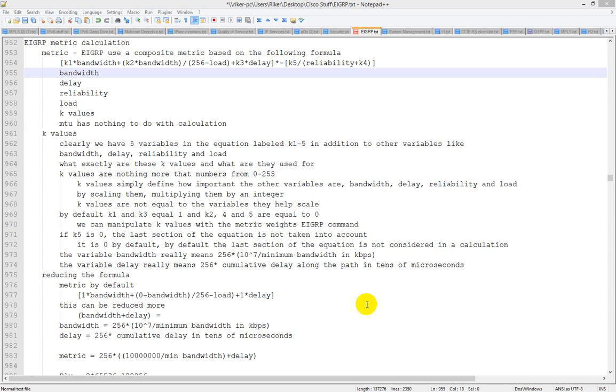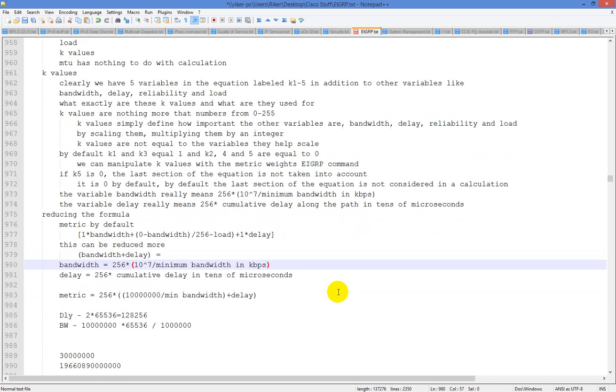And then the variable delay really means you're going to take the cumulative delay along the path in tens of microseconds and multiply that by 256. You take those two values, so the delay plus whatever the bandwidth is after you've gotten through your calculation, you add them together, and then that gives you your end-to-end metric. So it's relatively straightforward for the most part, but it's important to understand how the breakdown works.